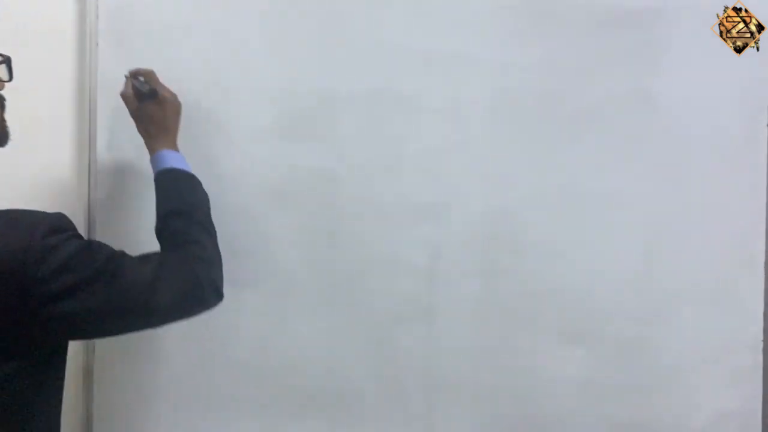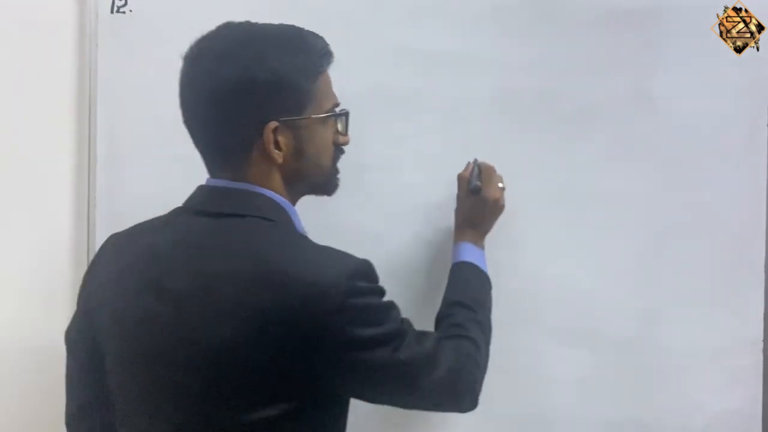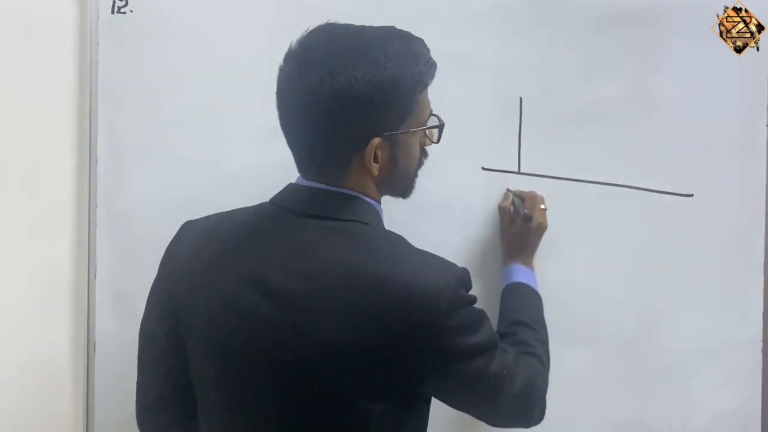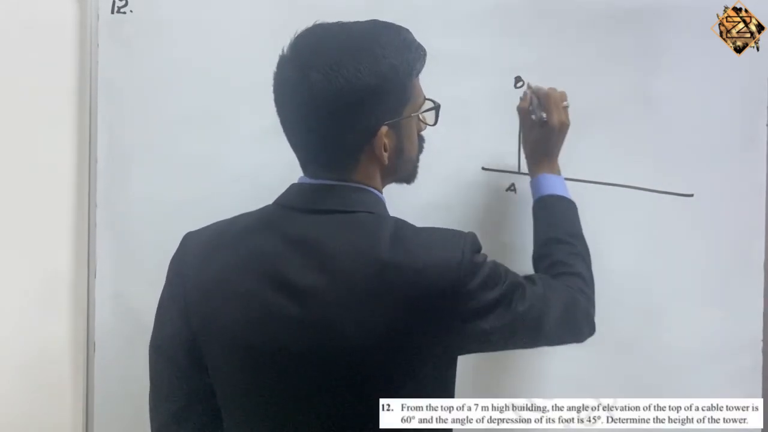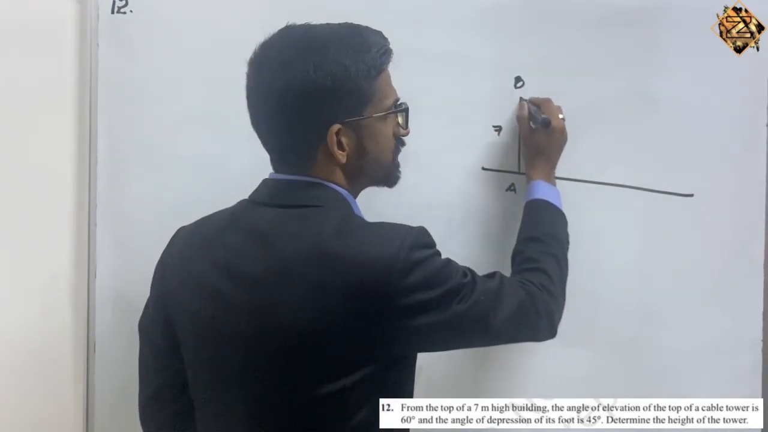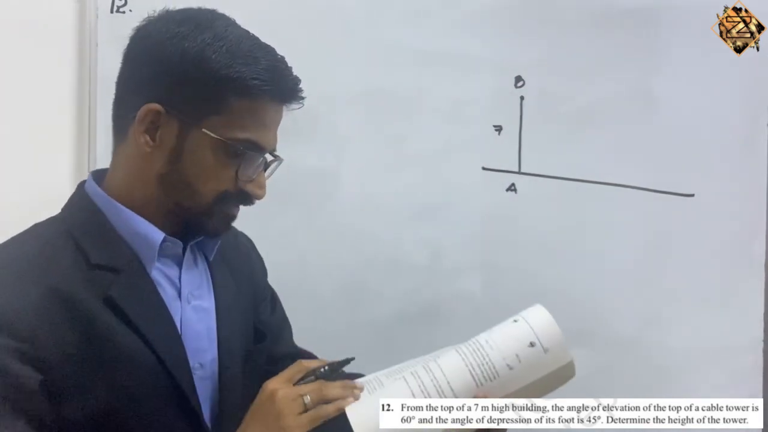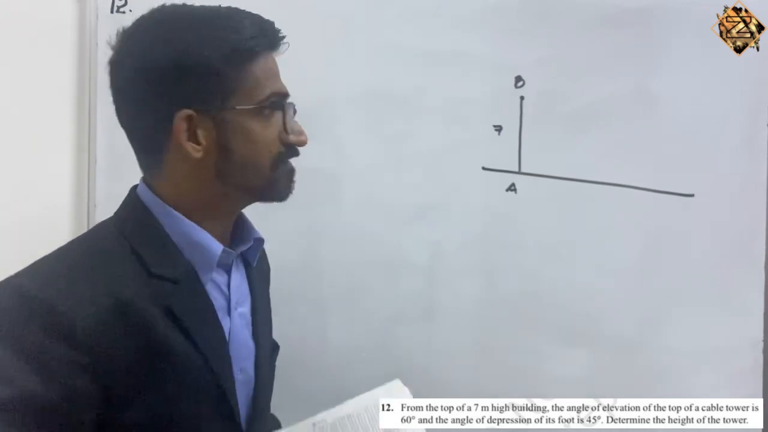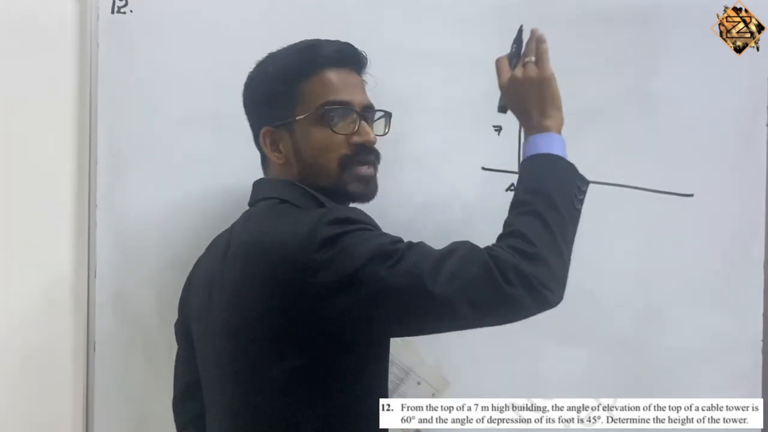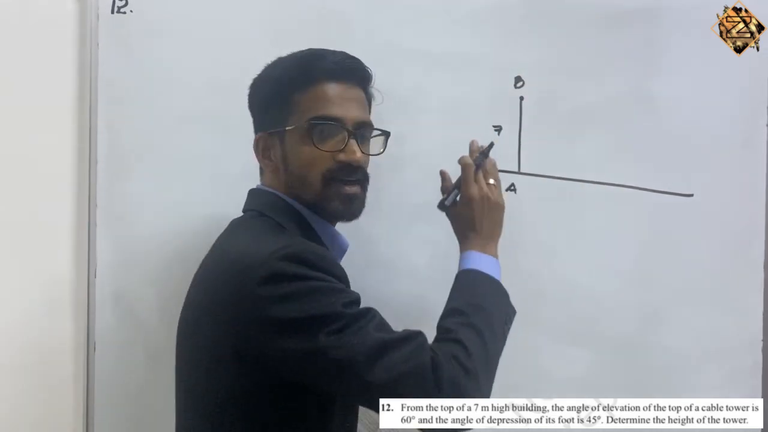Question number 12. It's given that from the top of a 7-meter high building. So first let's consider a 7-meter high building. Let AB be the building, which is of 7 meters. From the top of the building, the angle of elevation of the top of a cable tower is 60 degree. The angle of elevation means from here it's looking upward. So from that we have to understand the height of the tower is more than the height of the building.